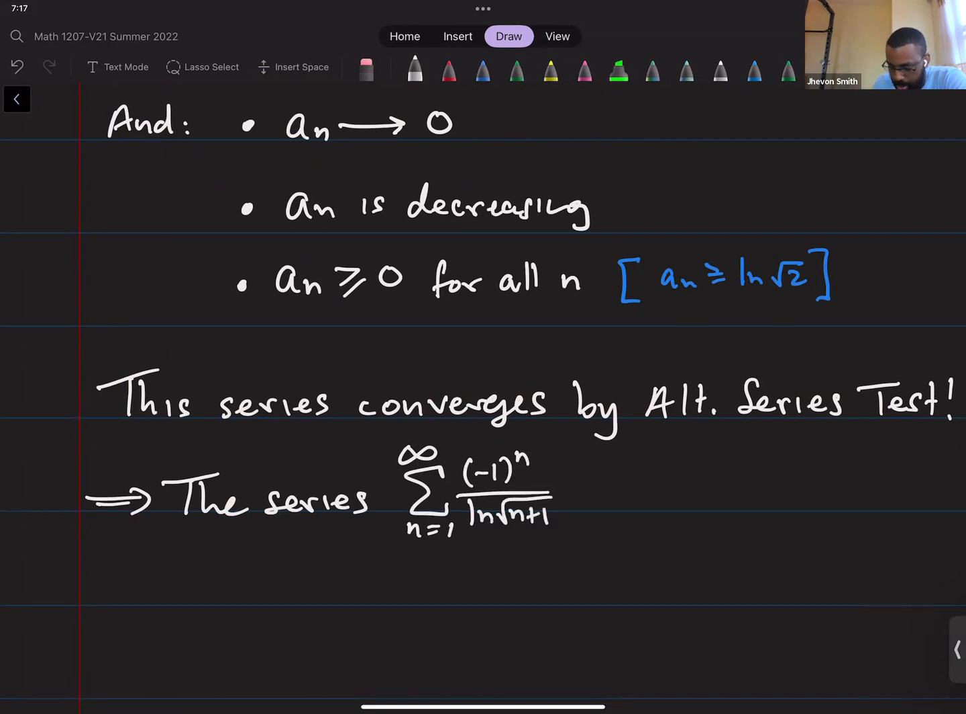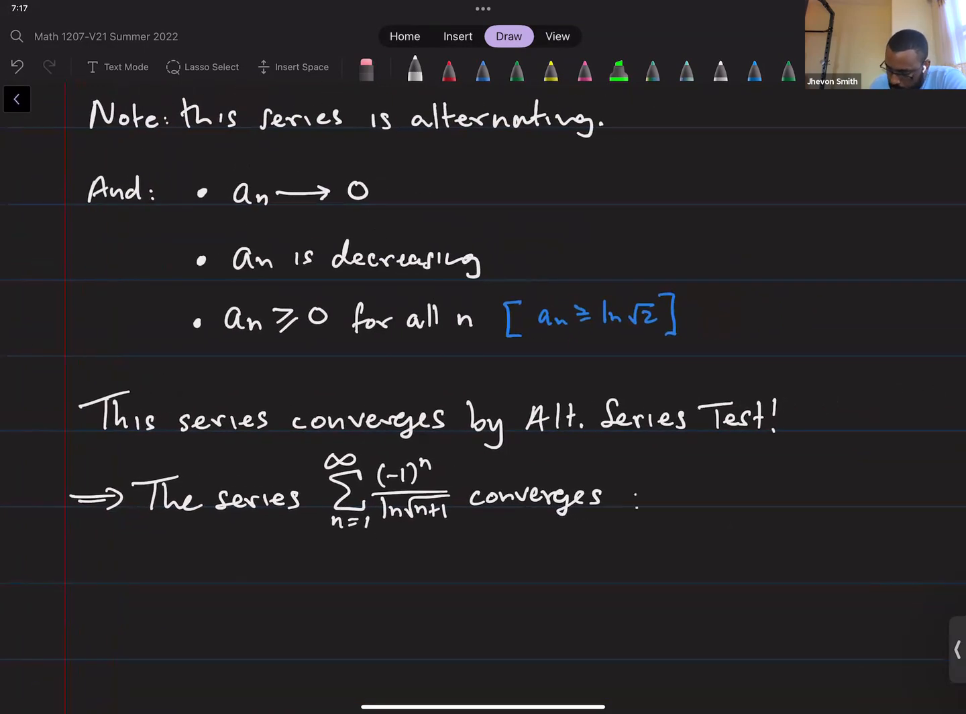I mean, you could just write the series, but I'm just writing out this formula for emphasis again. Converges conditionally by the alternating series test.